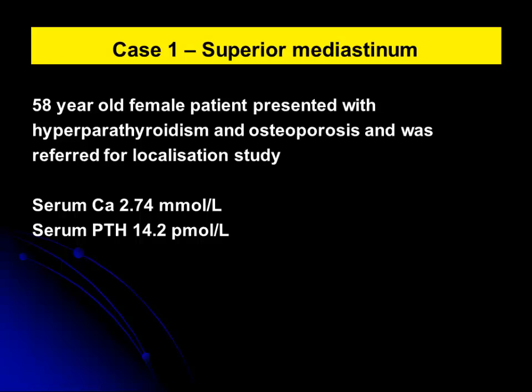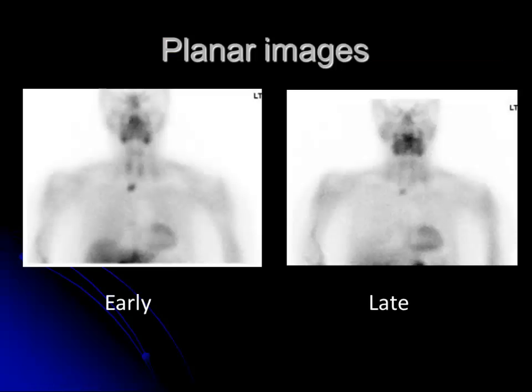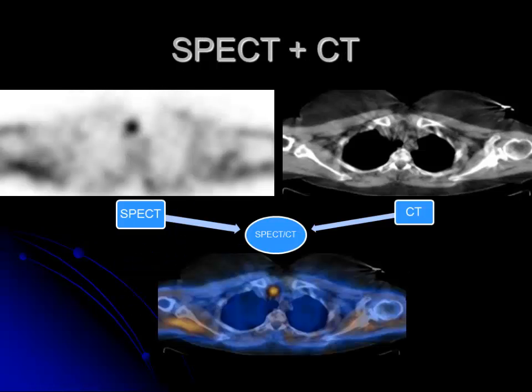Just looking at some cases: this is a 58-year-old female patient presented with hyperparathyroidism and osteoporosis, referred for a localization study. Calcium was 2.7, slightly raised, and PTH was 14. The scan shows focal uptake, and the late scan retains the activity in the right lower lobe of the thyroid, just above the sternoclavicular joint. The SPECT CT nicely localizes it in the superior mediastinum.